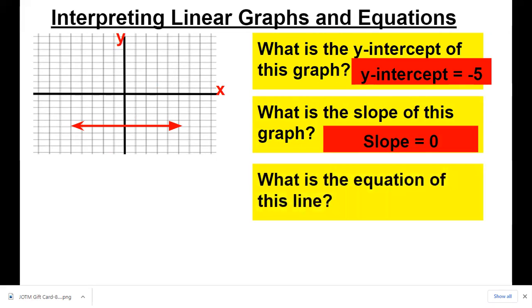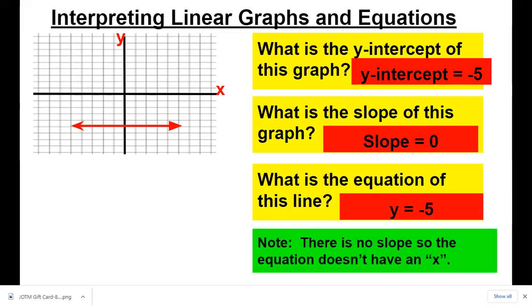What is the equation of this line? It hasn't got any slope. Y equals -5. There's no mx because there's a 0 there, right? There's no slope. So y equals -5 is the equation of that line. There is no slope, so the equation doesn't have an x.